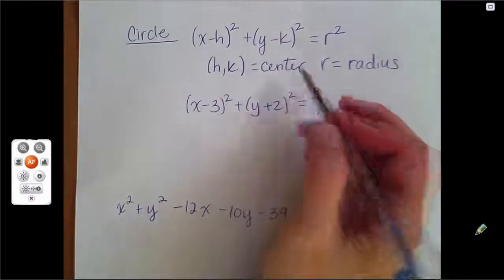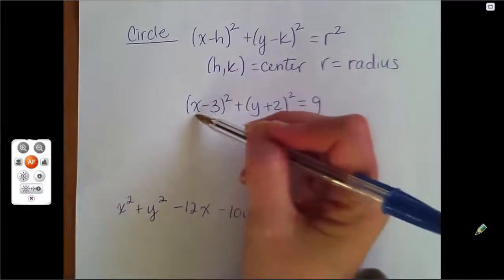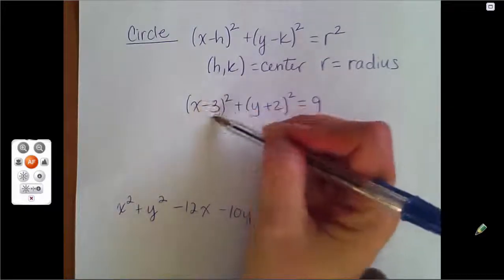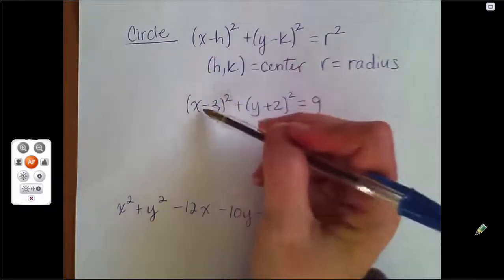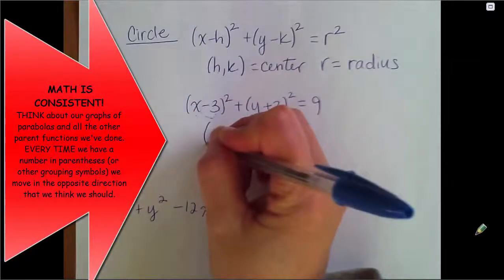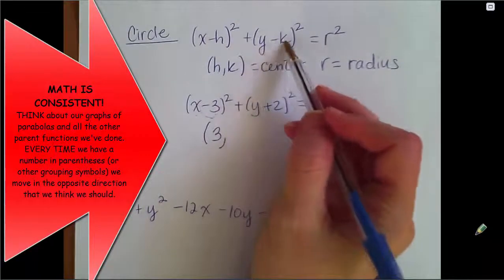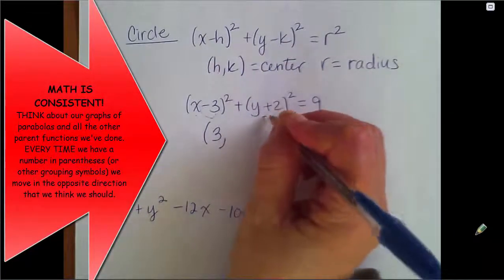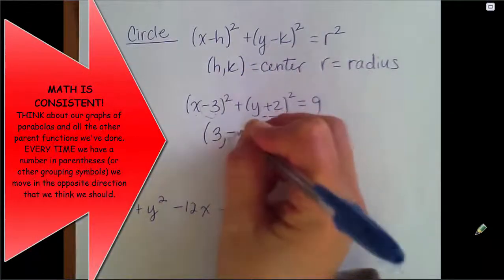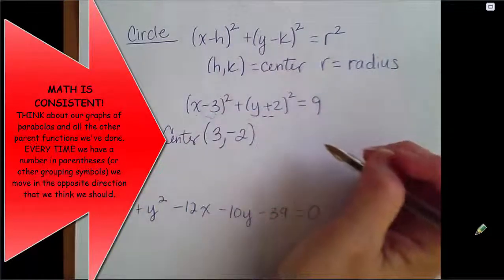Well, the center is h, the number attached to the x variable, with the sign switched. X minus h, this is minus a positive 3. So the x part of the center is 3. Here, this is y minus k, so this plus really came from minus a negative, and that's negative 2. So your center is (3, negative 2).